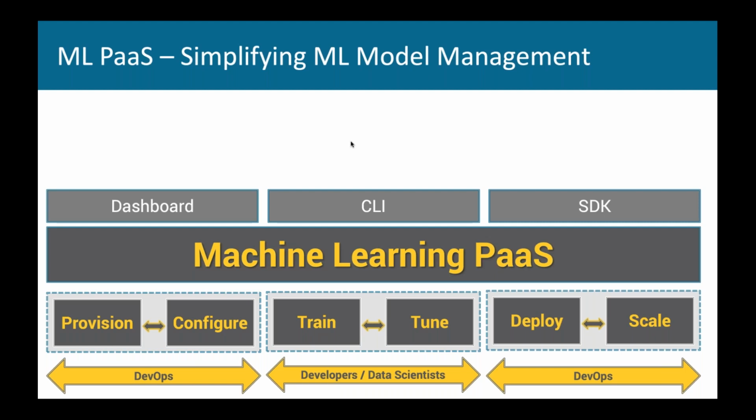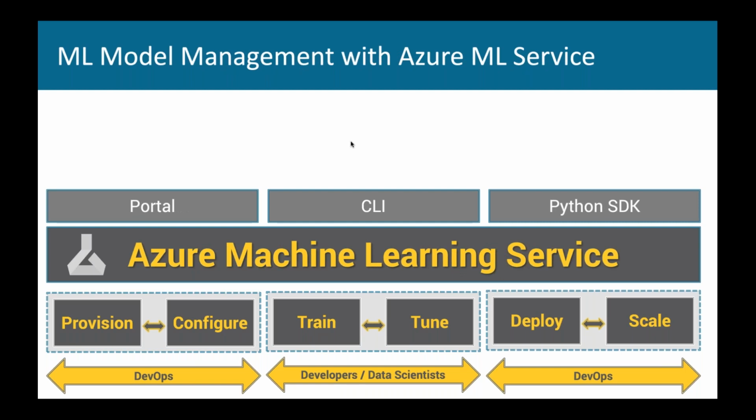So Microsoft's own implementation of ML PaaS is called Azure Machine Learning Service. This is fairly new. It was announced at Ignite last year, and then many features got added, and it became generally available recently with many more capabilities like pipelines and MLOps and so on. So the promise of Azure Machine Learning Service is to handle the entire life cycle of machine learning models.